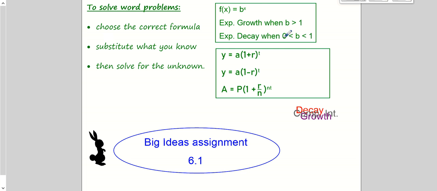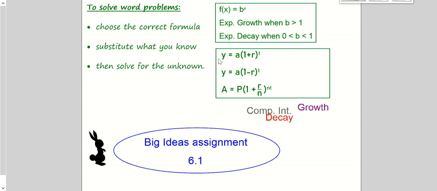Here's all the different formulas we saw today. We started with exponential growth and decay with just a plain exponential function of a base to the x power. It was growth when b is greater than 1, decay when b is between 0 and 1. Then we moved on to these really cool application problems where we have growth, decay, and compound interest. So I didn't label these yet. Help me out. This one has a 1 plus r, this one has a 1 minus r, this one has a 1 plus r over n to the nt. This one's more complicated, a lot more variables in this one.